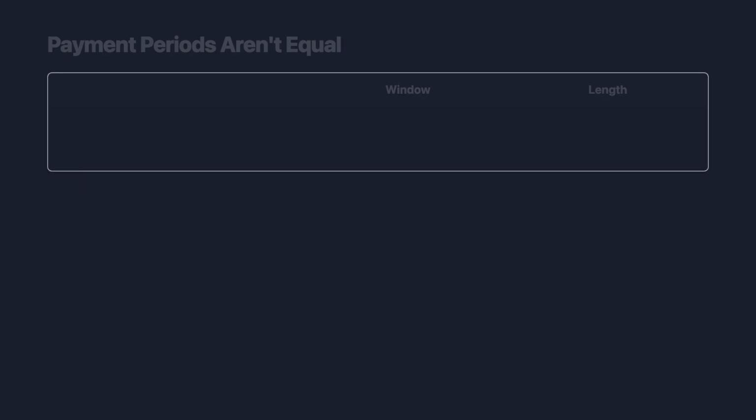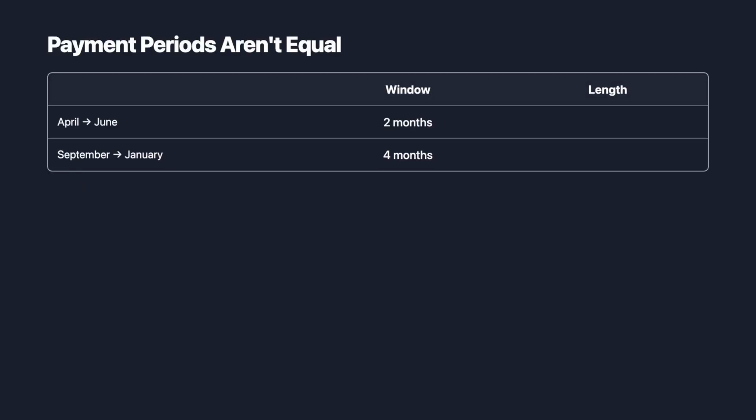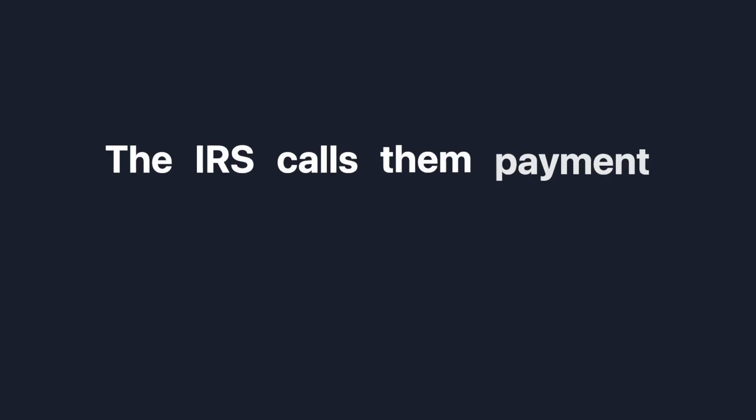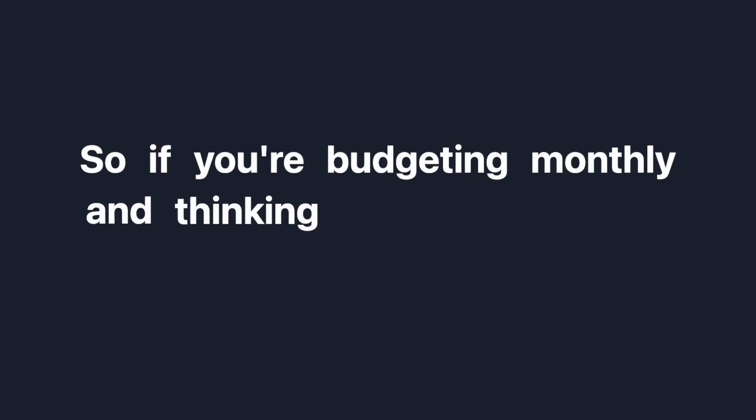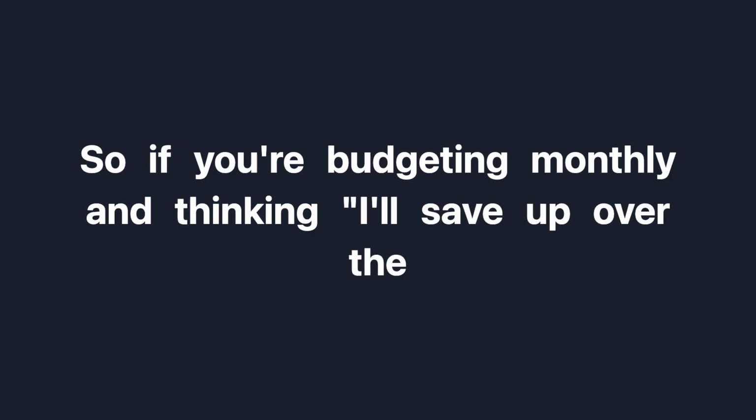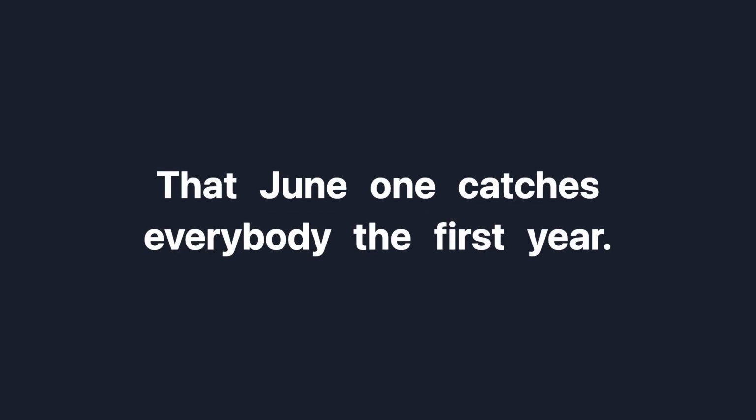Those are not quarters. April to June is 2 months. September to January is 4. The IRS calls them payment periods, and they cover unequal windows that don't line up with the calendar the way your brain wants them to. So if you're budgeting monthly and thinking, I'll save up over the next 3 months for the June payment, you've got 2 months, not 3. That June one catches everybody the first year.